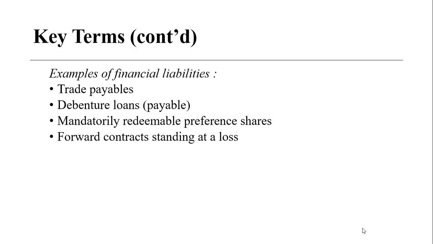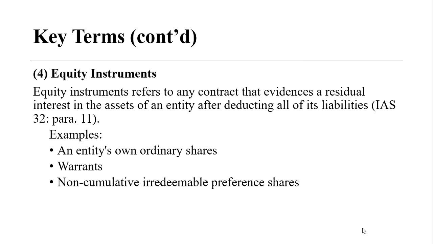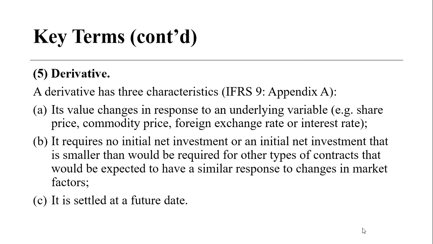I'd like us to progress to equity instruments. An equity instrument refers to any contract that evidences the residual interest in the assets of an entity after deducting all of its liabilities. Examples there include an entity's ordinary shares, warrants, and non-cumulative, irredeemable preference shares.